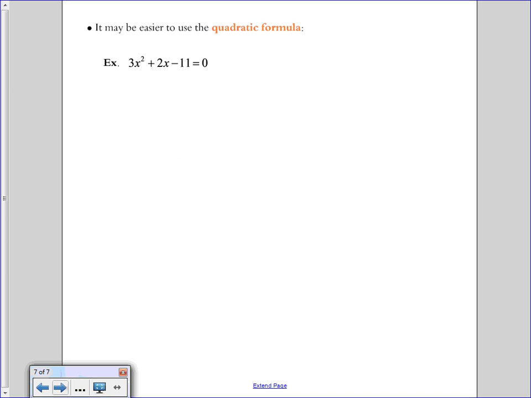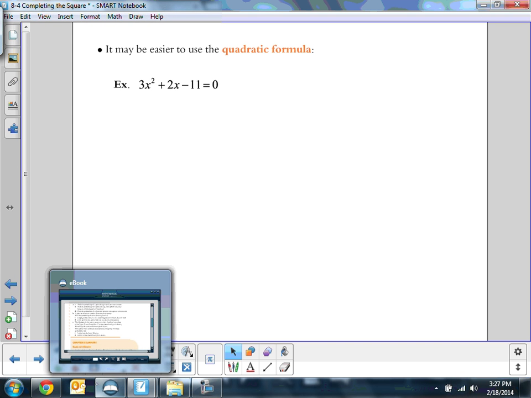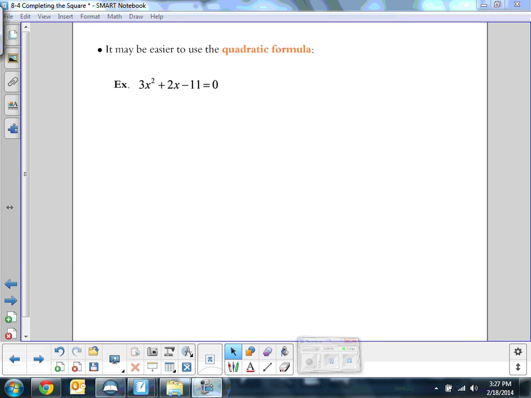If you have a case like this where there is a number in front and you can't divide everything by 3 without getting ugly decimals, then it might be easier to use the quadratic formula, which is the final method that we're going to learn for solving these. But we're going to do that one in class or on another video. So just be prepared to come across an example like this and not use this method because it's going to create too much work. And that is all.